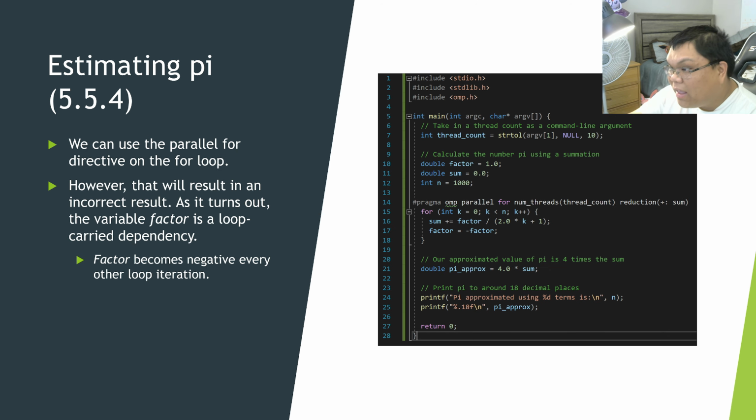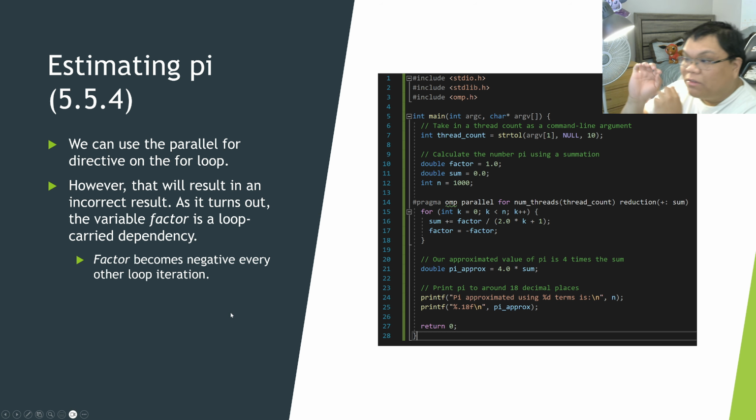We can add in a pragma OMP parallel directive in here, and then we can also add in a reduction clause. Because we are adding here, we are repeatedly doing addition on our variable called sum. So this is a reduction operation happening with a reduction variable. Thus, we can add a reduction clause here. So pragma OMP parallel for num_threads(thread_count) reduction(+: sum).